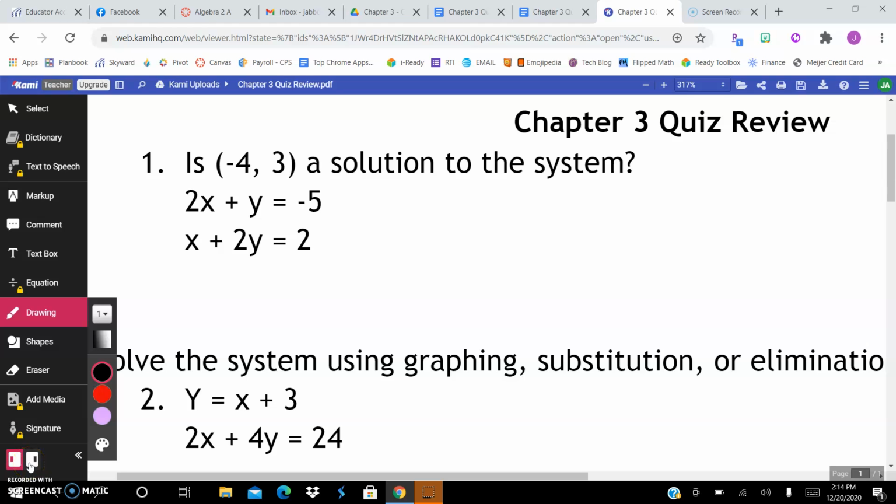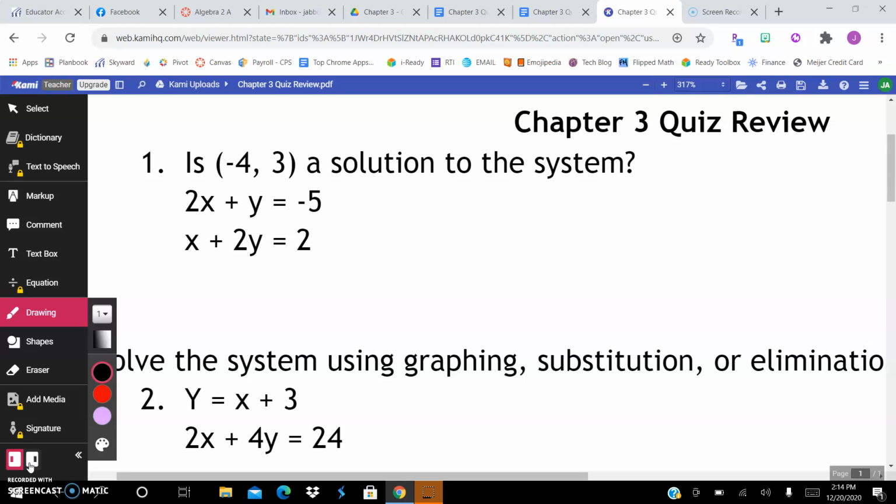These are the answers and how to do all of the questions for the Chapter 3 quiz. I want to remind you that when you take your quiz and turn it in, you have to put your work on it. If you just write the answers, you will not get credit for those questions. So please show your work.